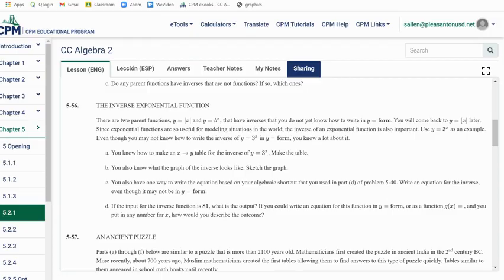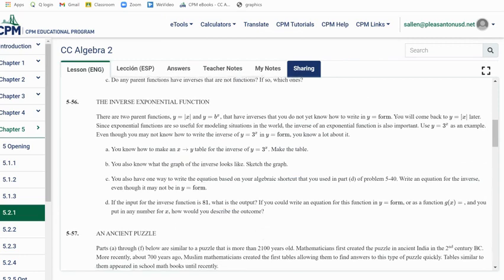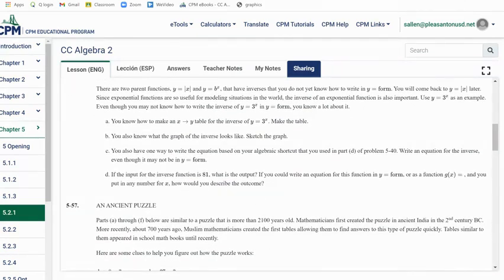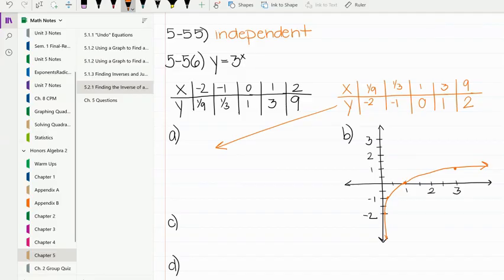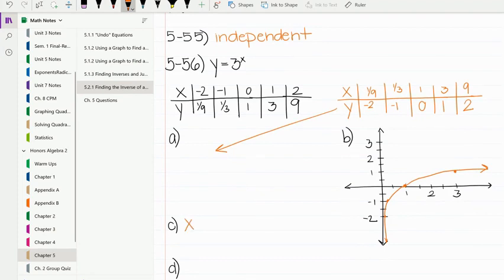And then for part C, it says you also have one way to write the equation based on your algebraic shortcut that you used in part D of problem 5-40. Write an equation for the inverse even though it may not be in y equals form. So to do that, we kind of already talked about it, it would just be x equals 3 to the power of y. That totally makes sense because that is what our table is based on, right? If I do 3 to the -2 power, which is my y value, my x value would become 1/9. So I'm just switching the inputs and the outputs.